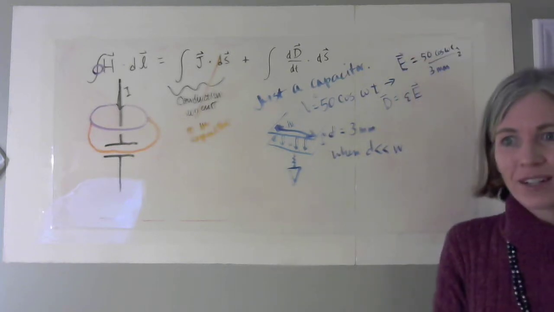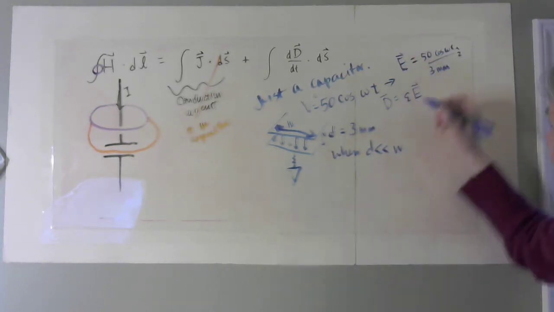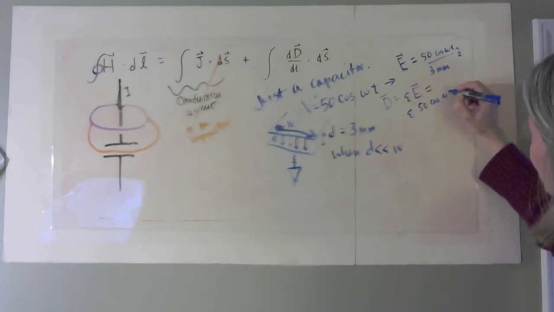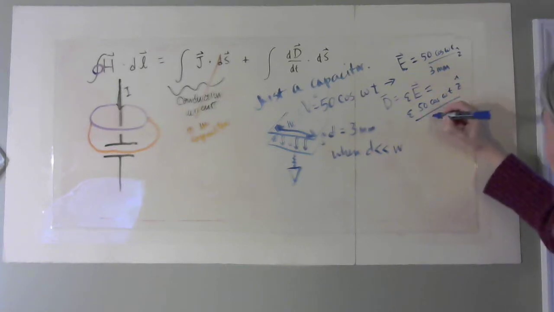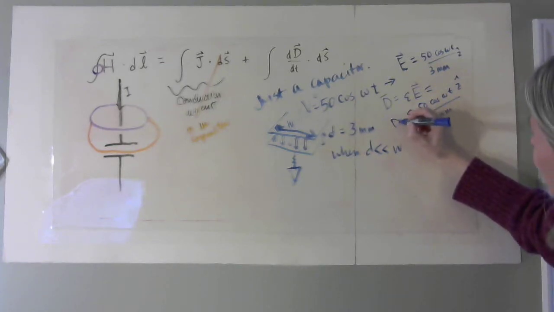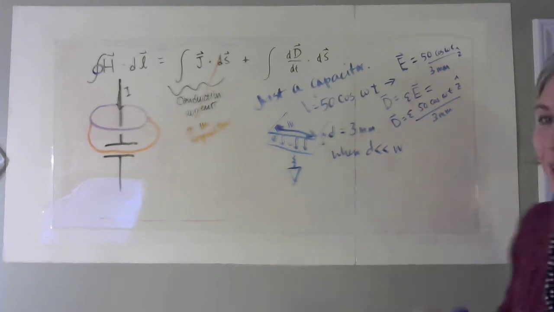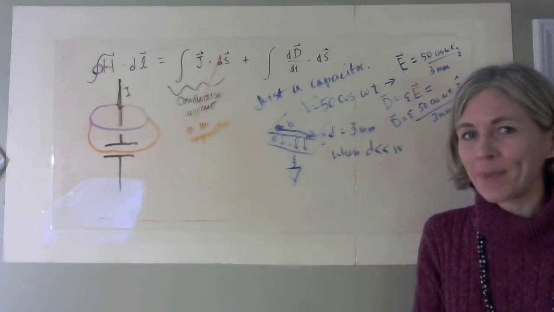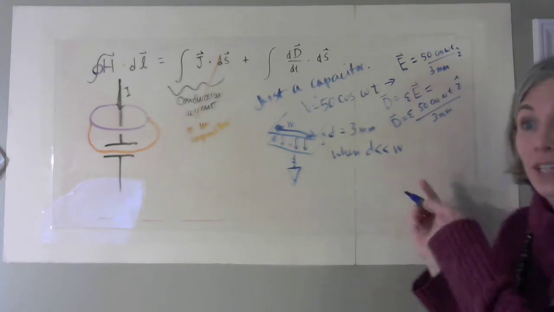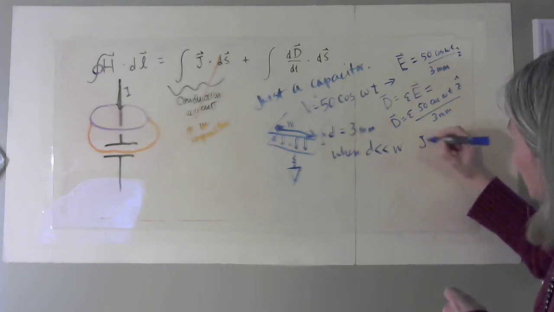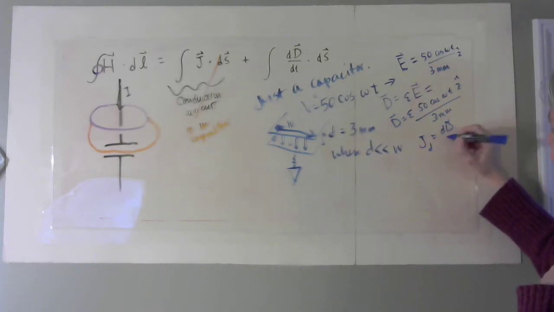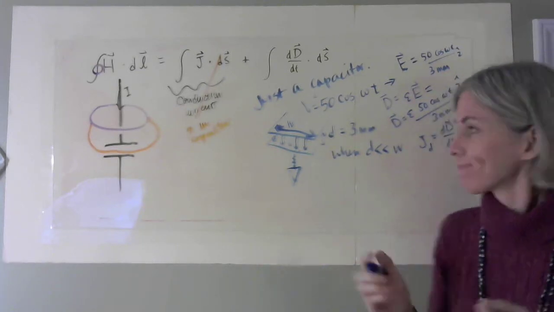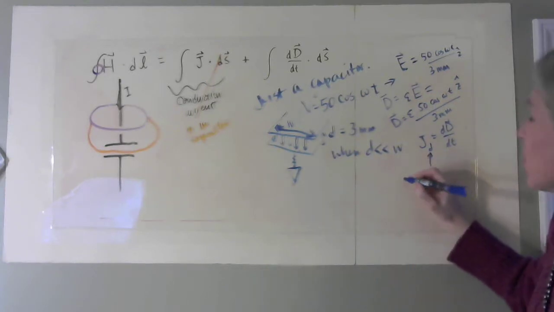And so when we boil it down to a specific problem, we have epsilon times 50 cosine omega t over 3 millimeters, and then we can take a time derivative. We're just going to get omega and a sine term in there. This is one of the examples that we work out. This is going to give us the displacement current density, J sub D, which is dD dt.